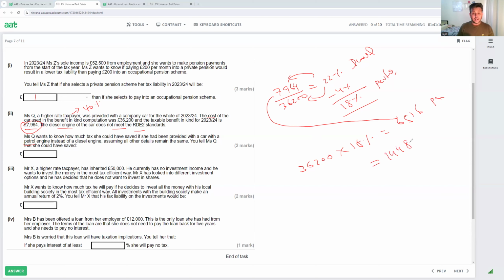1,448 will be saved. But remember that this is not my tax. This is the amount I'm going to save. What type of taxpayer am I? Higher rate taxpayer. So I'm going to save 40% on that.